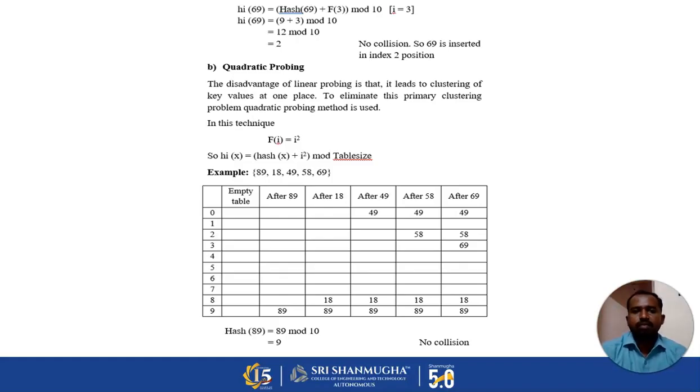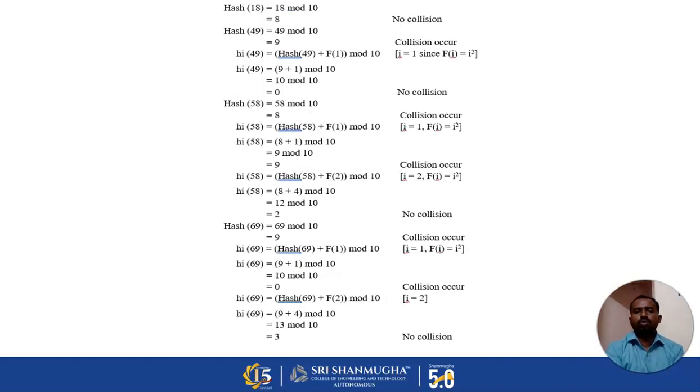Quadratic probing. The disadvantage of linear probing is that it leads to clustering of key values at one place. To eliminate the primary clustering problem, the quadratic probing method is used. In this technique, f of i equals i squared. This is the example with 89, 18, 49, 58, 69 tables. Here also we check whether a collision occurs or not.